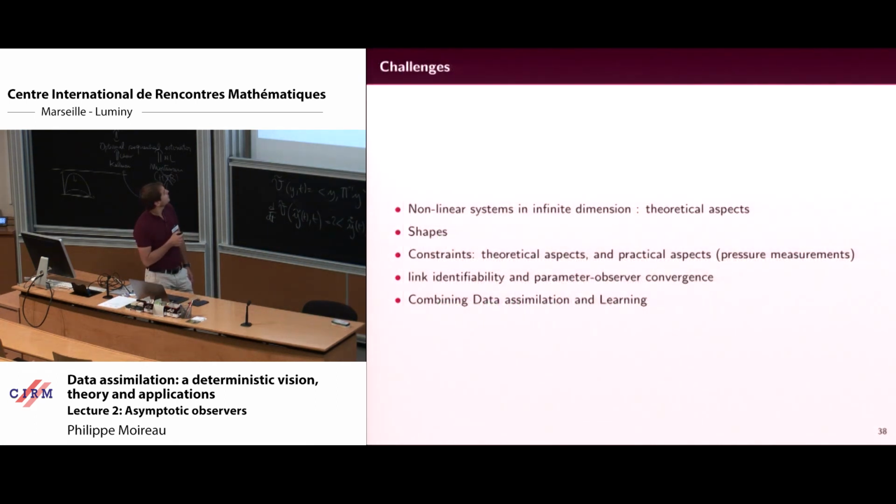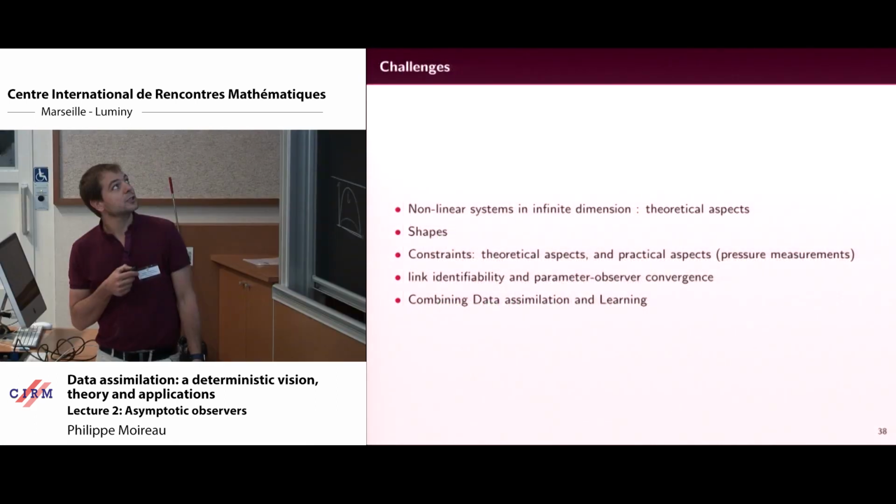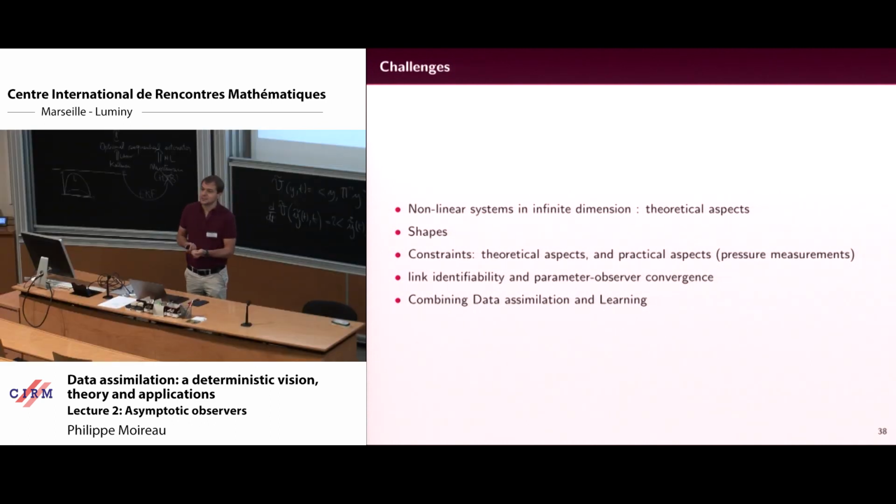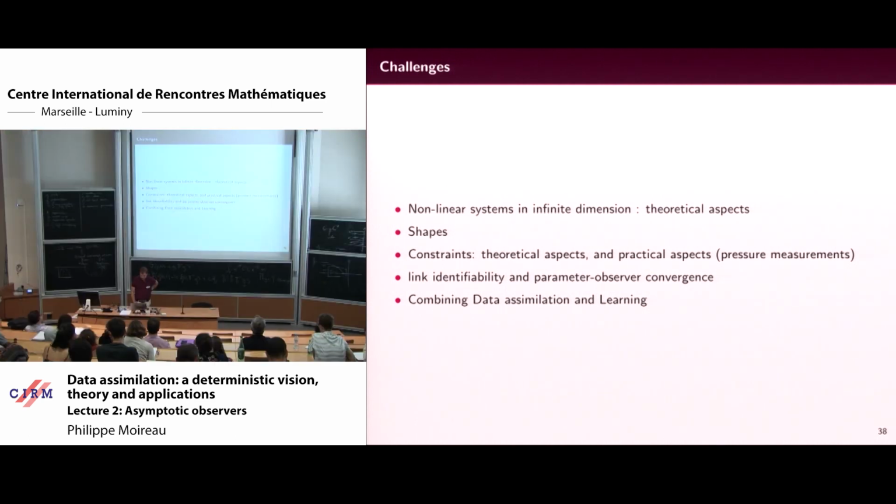What we are working on now is the question: what are the theoretical aspects behind nonlinear systems in infinite dimension? What are the proofs that we can have on the shape? Can we take into account some constraints on the system, which is very important? Like you want a divergence-free state, you want a parameter that stays in two zones. That's super important and quite difficult actually, but we are working on that now.